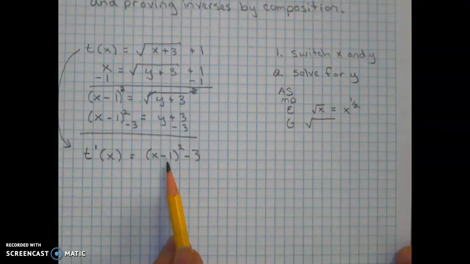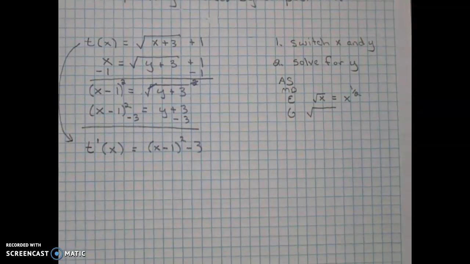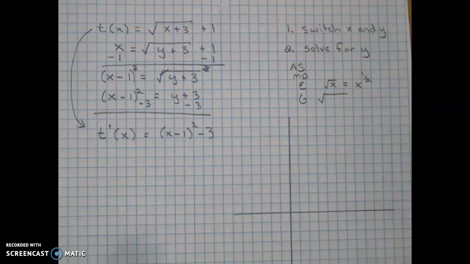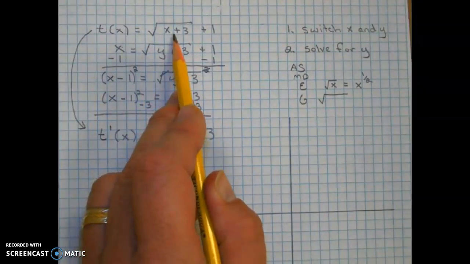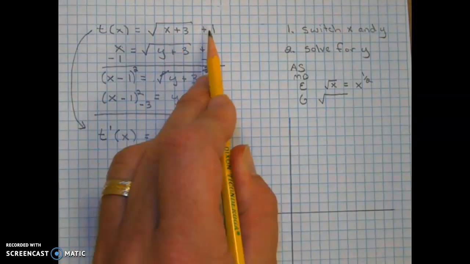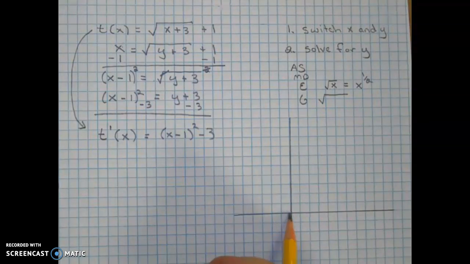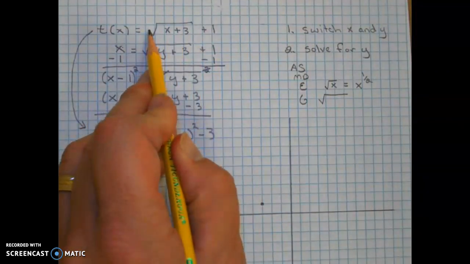Now, let's take a look at the graph for these. I'm going to pause the video for a moment. Okay, so let's go ahead and start by graphing the original function. So to get to our starting point from the origin, we would need to go 3 units to the left and 1 unit up. So 3 to the left and 1 unit up.